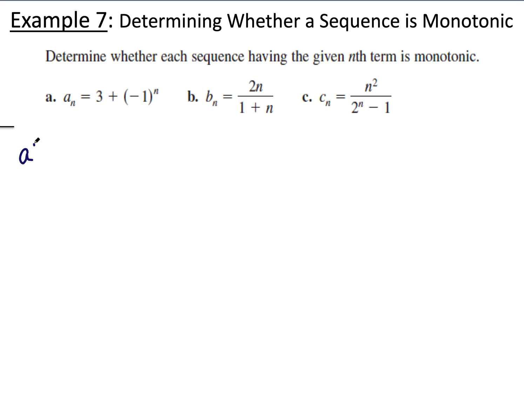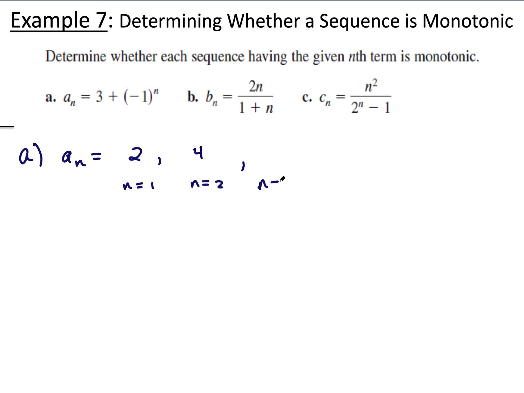So let's say that I was doing letter A. I was doing A sub n. So I can start with n equals 1. If I plug in n equals 1, I get 3 plus negative 1 to the first, which is 2. How about if I plug in 2? Then I get 3 plus negative 1 squared, which is 3 plus 1, which is 4.